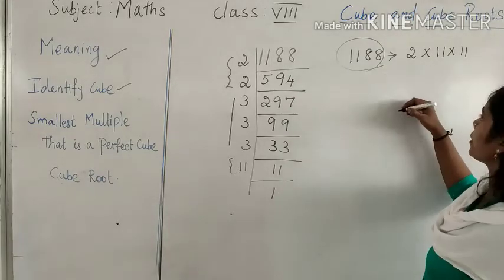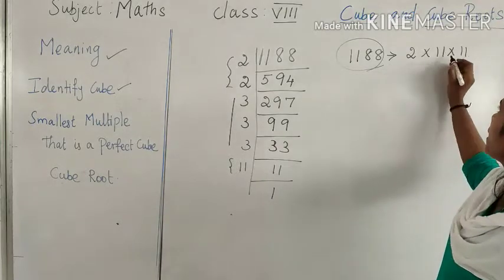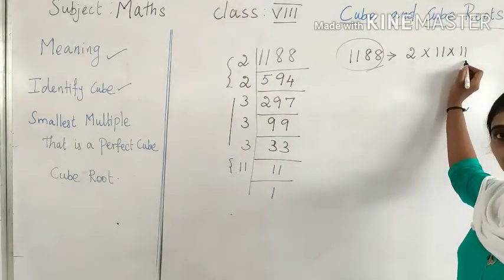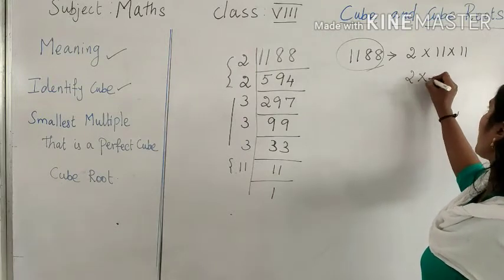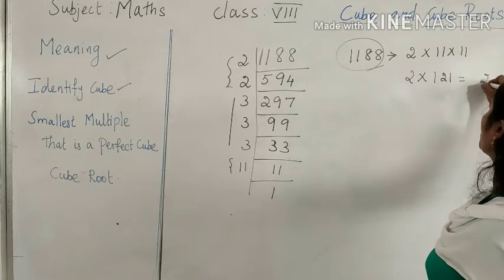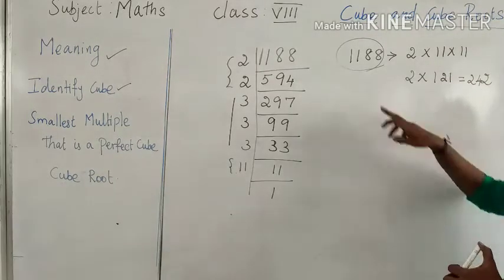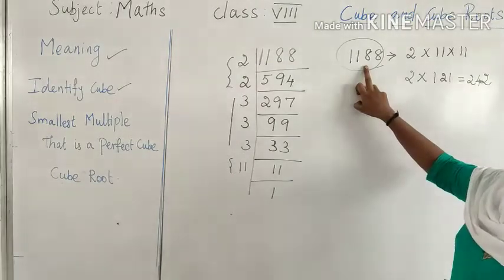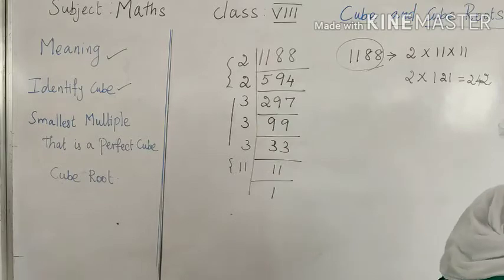What is that new number we are getting? That becomes the perfect cube number. With this number we are going to multiply. 11 into 11 is 121. 121 multiplied by 2, right? So it becomes 242. Right? 242 when you multiply with 1188, you will get the perfect cube. Like that we can do.